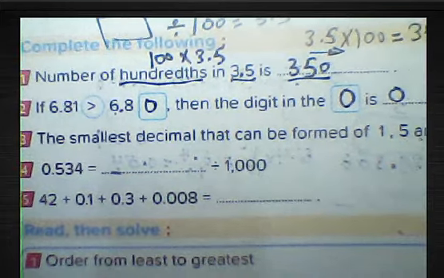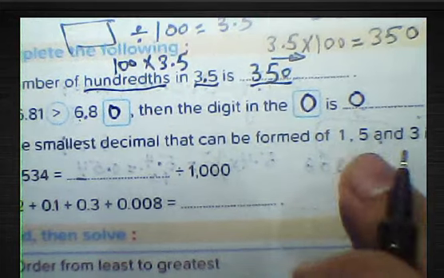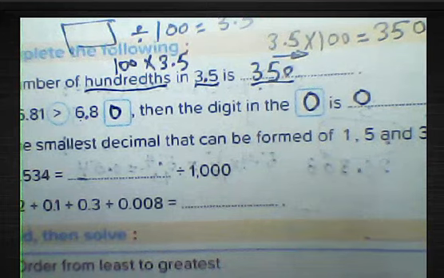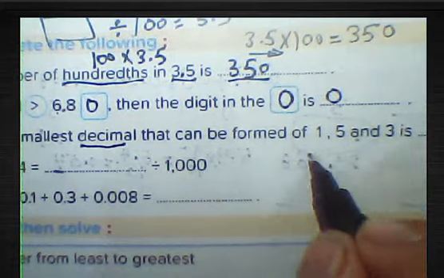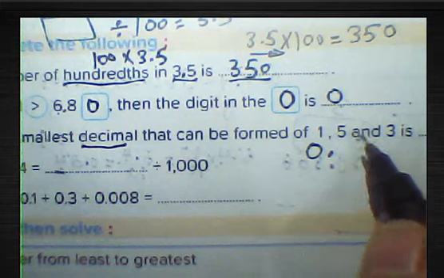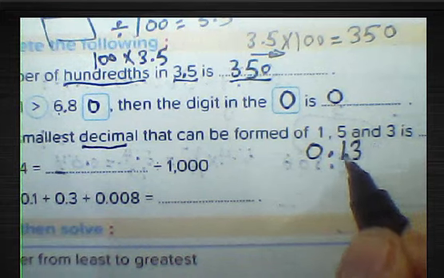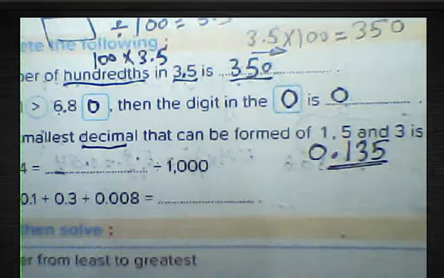The smallest decimal that can be formed of 1, 2, 5, 3 is. You want to find the smallest. The smallest number we can write what? 0. You want to find the smallest decimal. We can write 0.135. Write the least number here. 135. It will be 0.135.